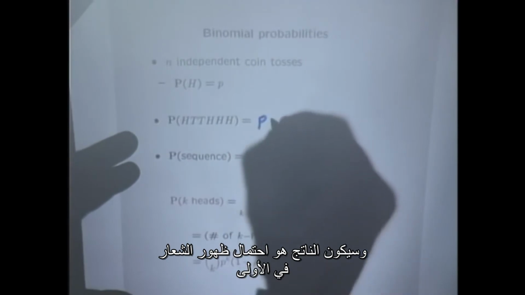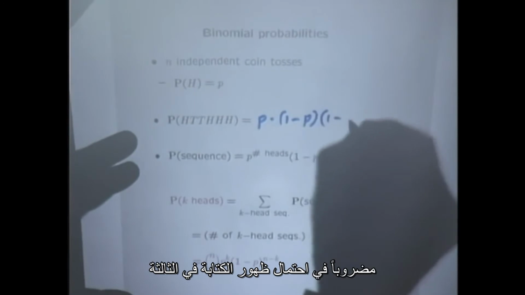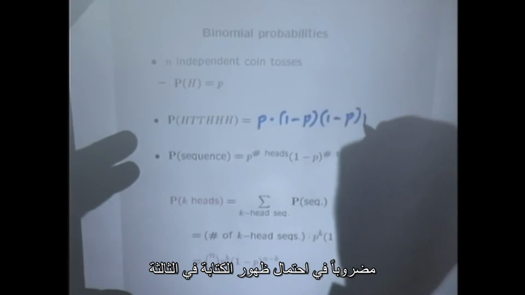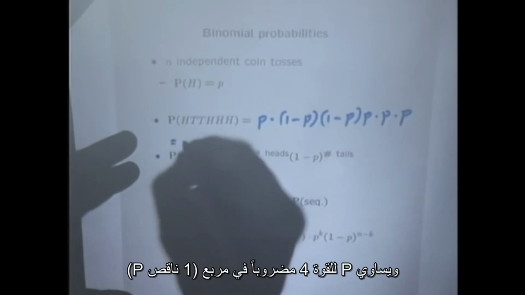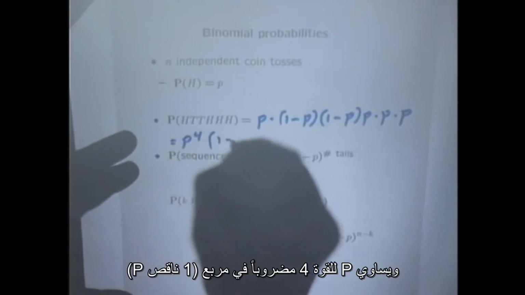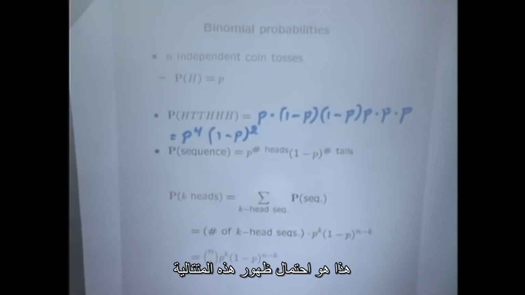Because of independence, we can multiply probabilities. So it's going to be the probability that the first toss results in heads, times the probability that the second toss results in tails, times the probability that the third one results in tails, times probability of heads, times probability of heads, times probability of heads, which is just p to the 4th times 1 minus p squared. So that's the probability of this particular sequence.